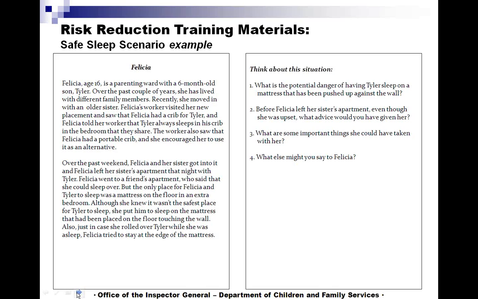So, I mean, this is just kind of an example of one of our safe sleep scenarios. There are 4 other ones that we use, and we get a lot of positive feedback, response, and a lot of aha moments from our parents.